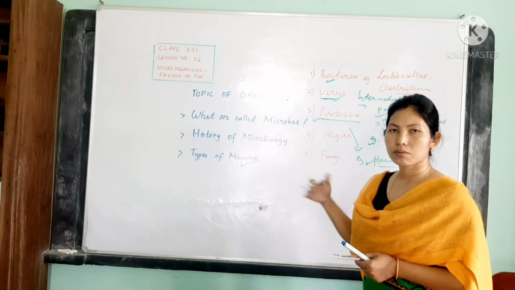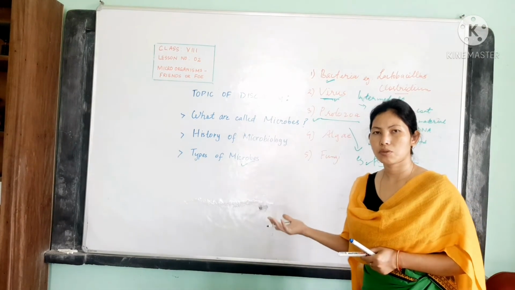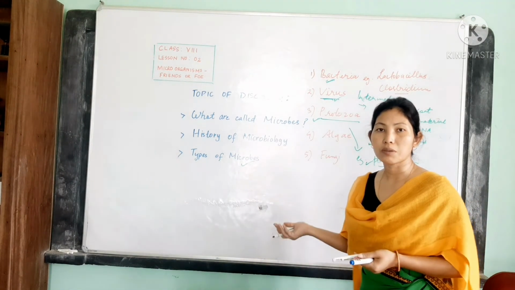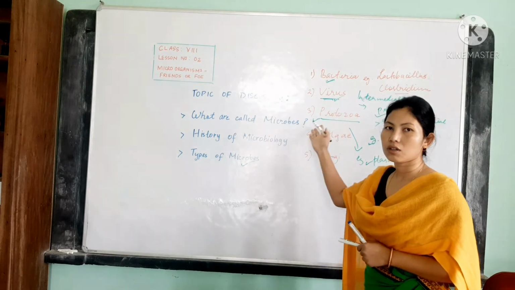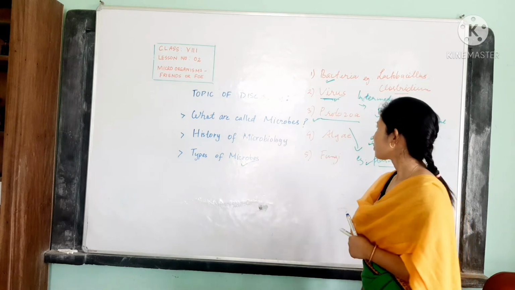There are other protozoans also found, like the amoeba, paramecium, etc. So they are all unicellular eukaryotic microorganisms.